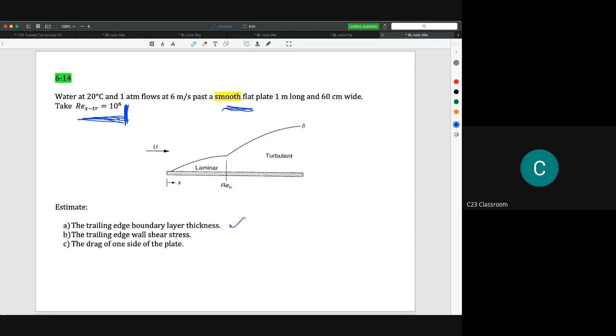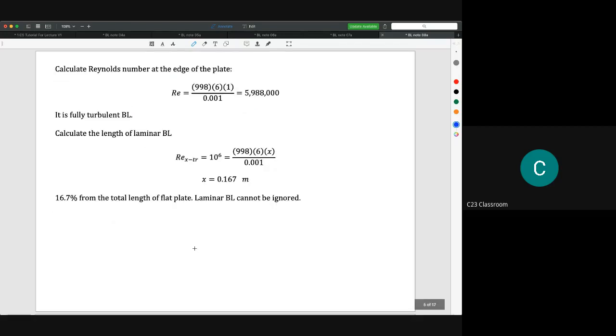At the trailing edge, the boundary layer thickness, the wall shear stress, and also the drag of one side of the plate. Okay, the calculation is the same as the previous one, but you need to pay attention at a certain point.